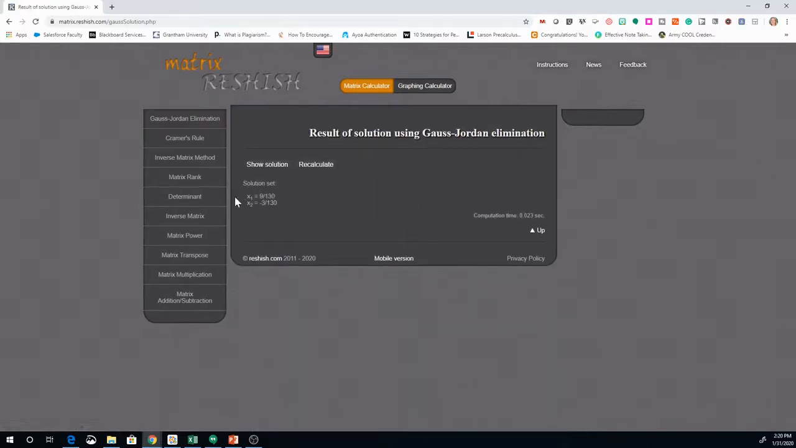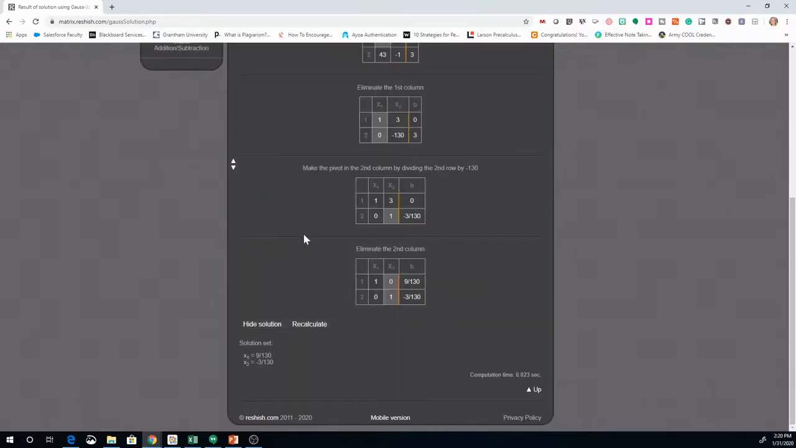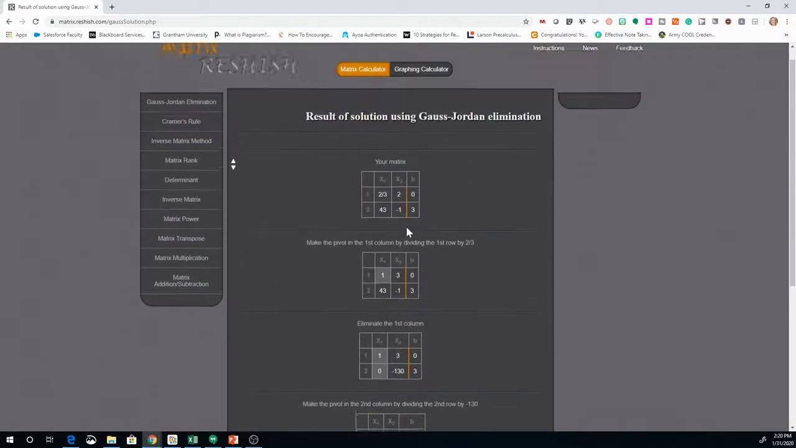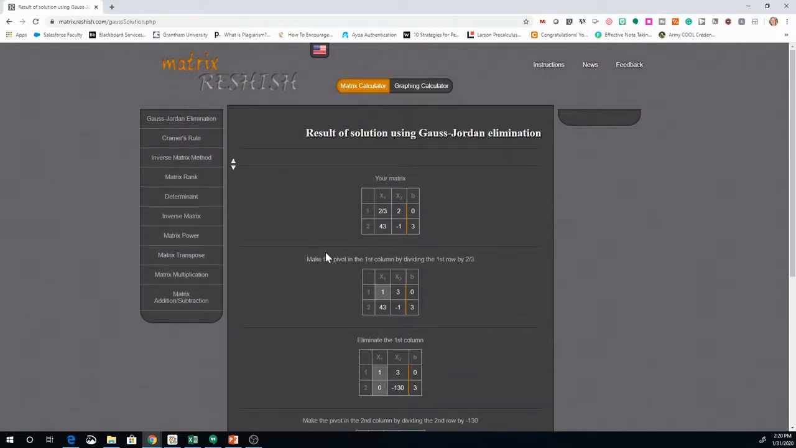And so here it's giving us the solution set, which is 9 over 130, and then negative 3 over 130. And if you need to see the steps, you can click Show Solution, and then that will show you what they did to solve this by Gauss-Jordan elimination. You can also solve with inverses, so you can click Inverse Matrix Method here.